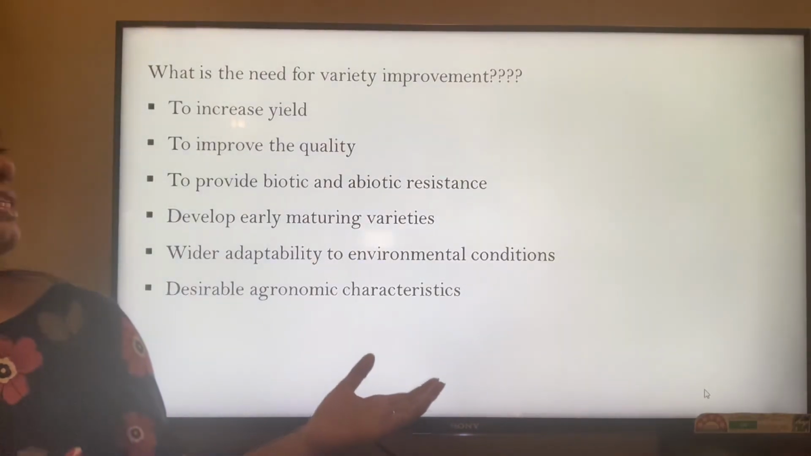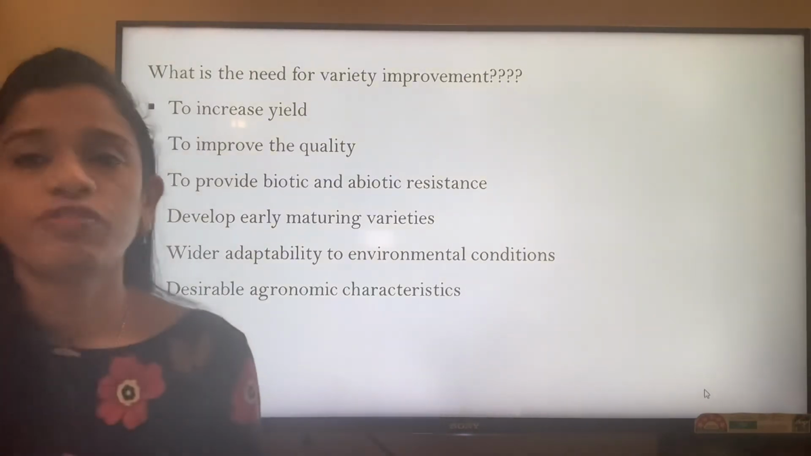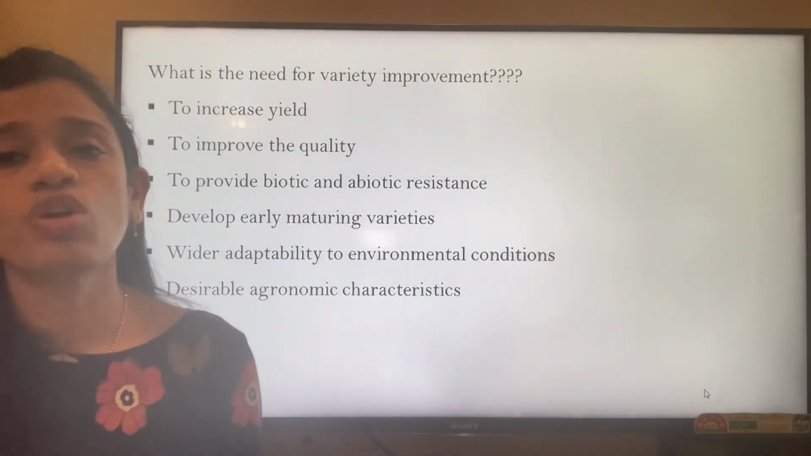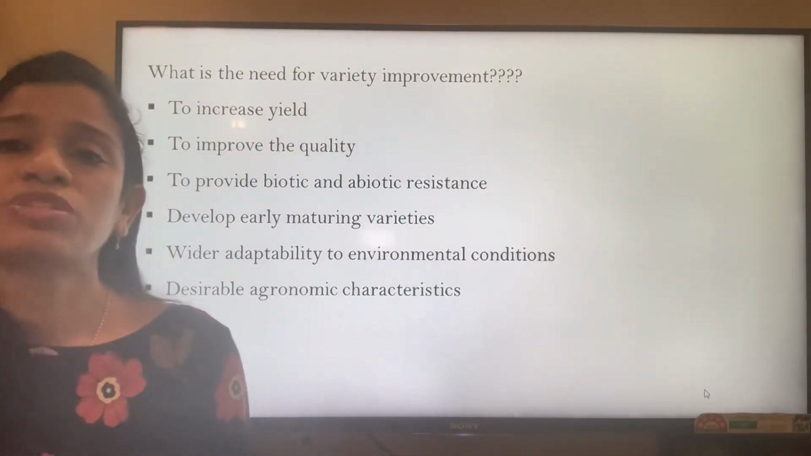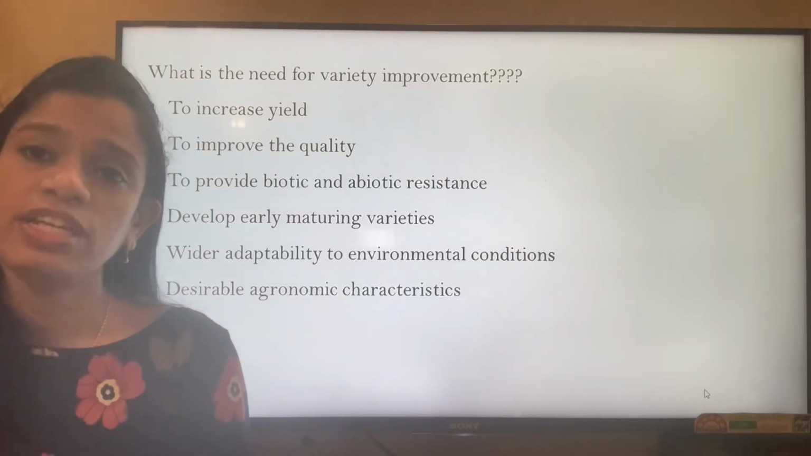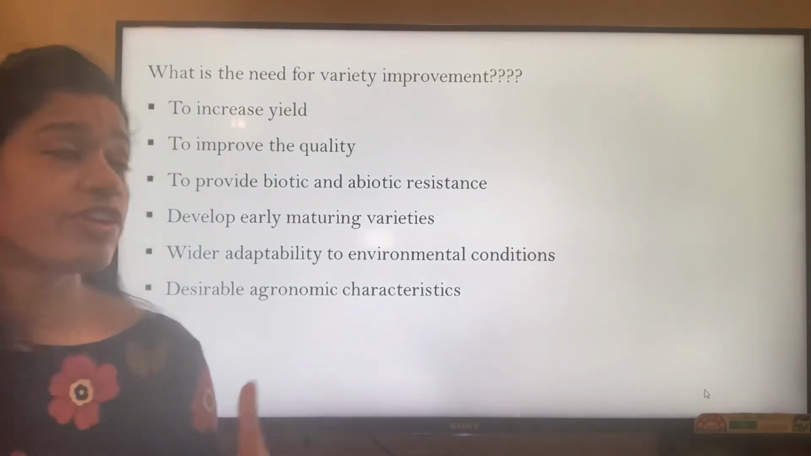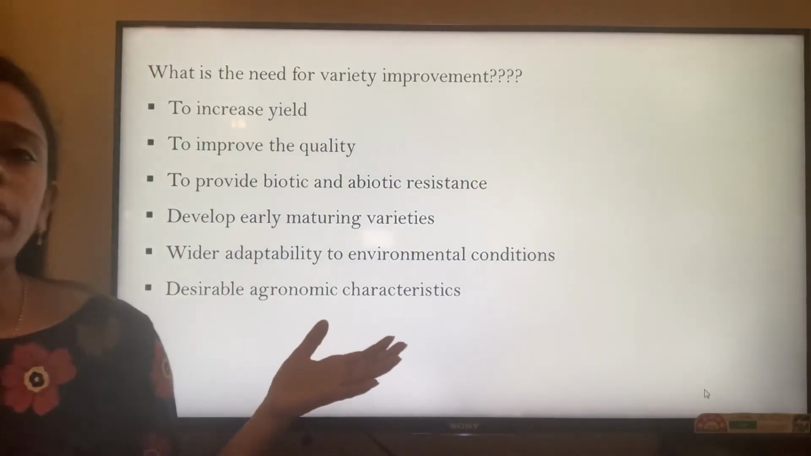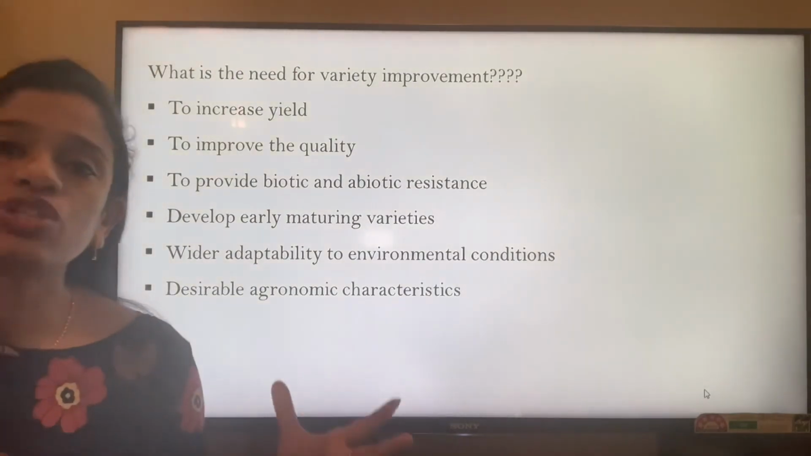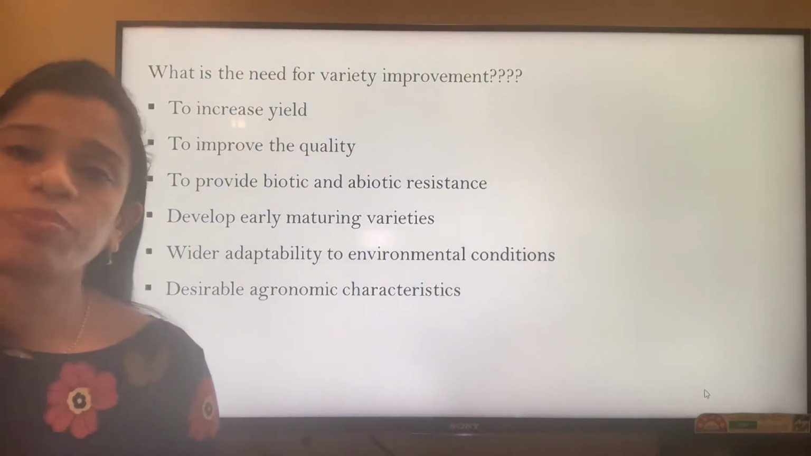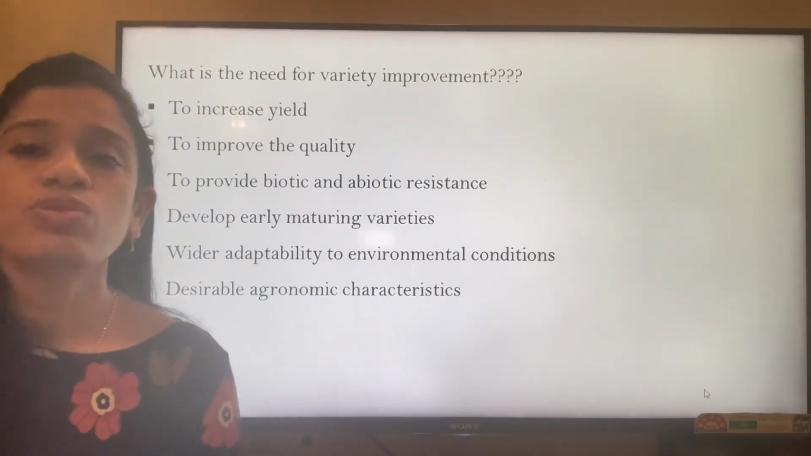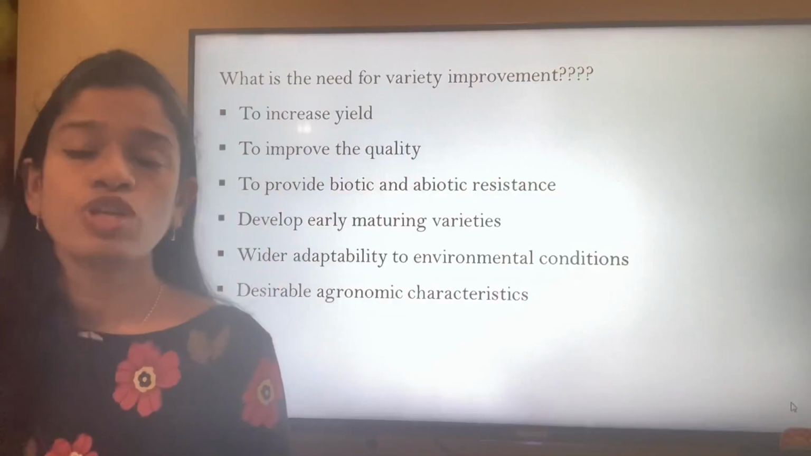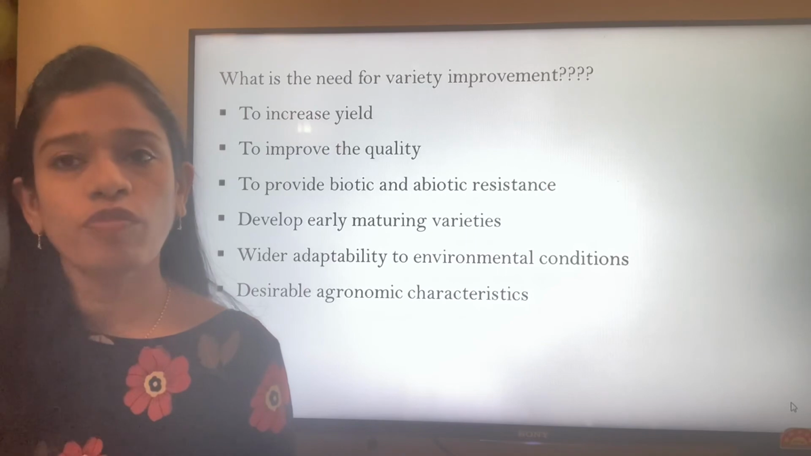So all these needs are for variety improvement. All this is required, and must be induced into a variety in order to improve it. So these are the requirements for a crop or a particular variety to acquire in order to give a proper yield and to sustain the livestock. So this brings us to the end of this video.